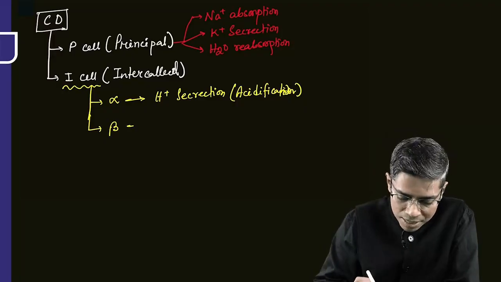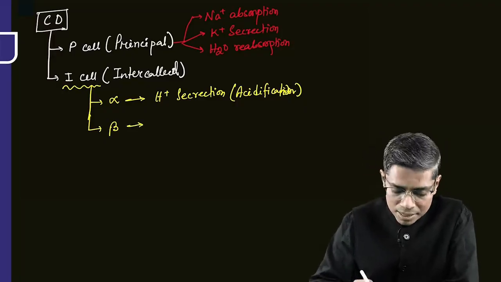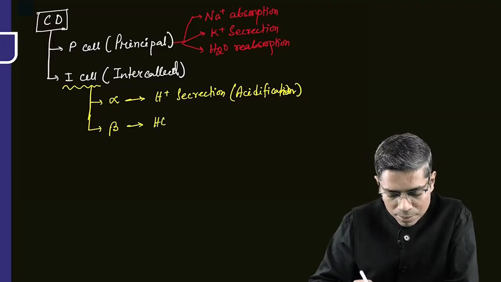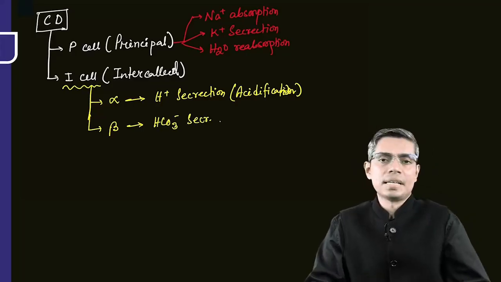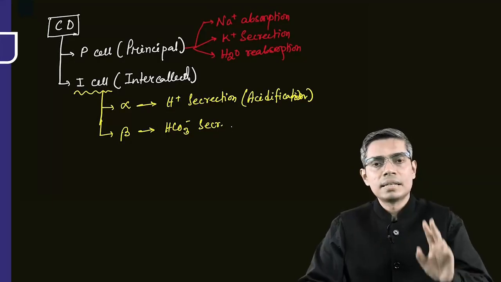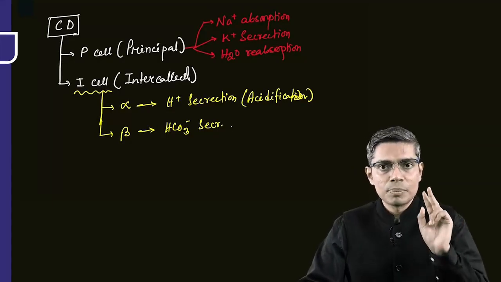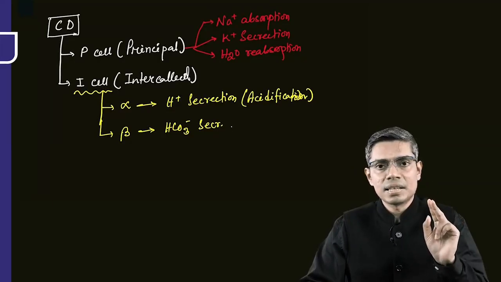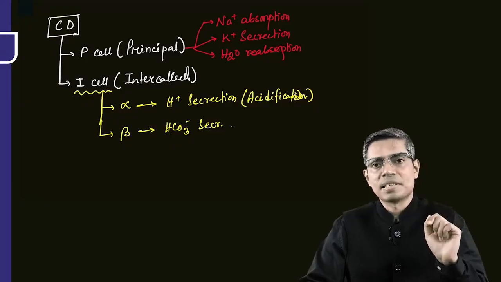So what about the beta intercalated cell? Beta intercalated cell is responsible for bicarbonate secretion at the level of collecting duct. So this way, remember that the collecting duct contains two main types of cell, principal cells and intercalated cells. The major population is the principal cell.